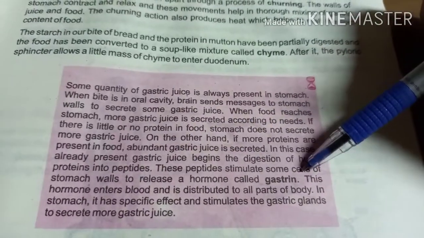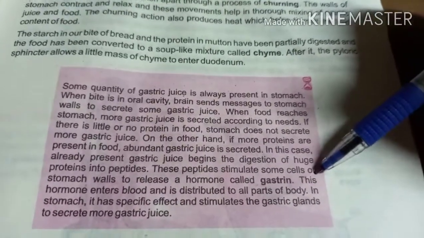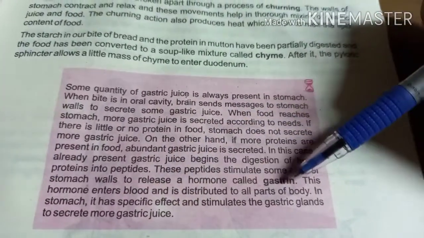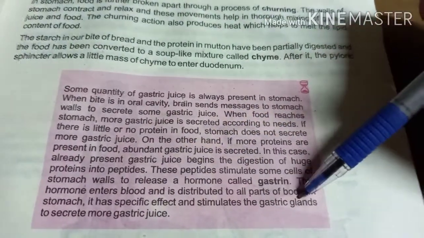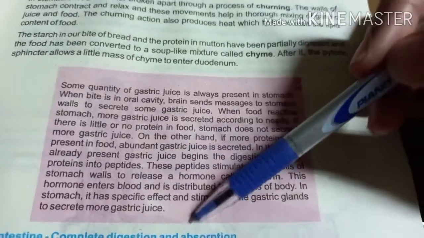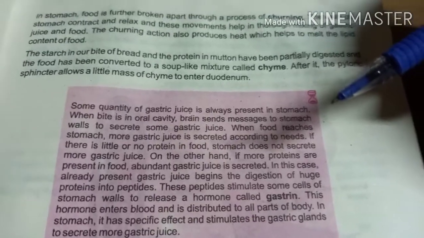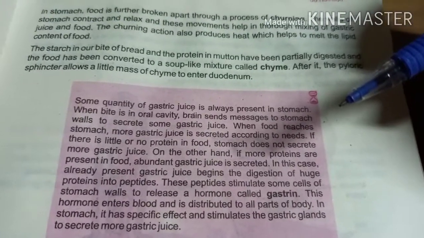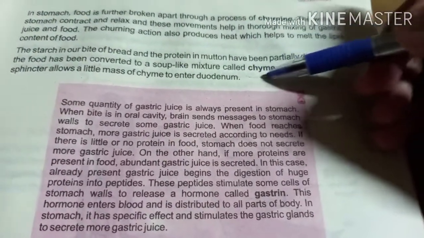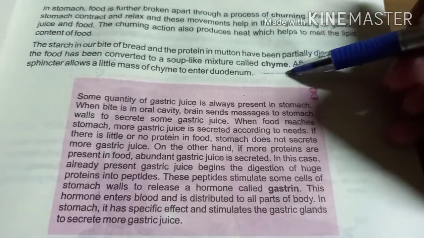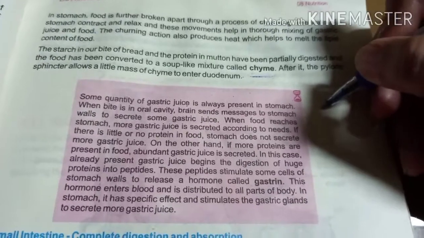These peptides stimulate some cells of the stomach wall to release a hormone called gastrin. This hormone enters the blood and is distributed to all parts of the body. In the stomach, it has specific effects and stimulates the gastric glands to secrete more gastric juice. So this is all that is happening inside the stomach. What is the stomach mainly doing? It is doing the churning and melting and finally converting the food into a soup-like mixture called chyme. I guess today's lecture has become very clear to you.